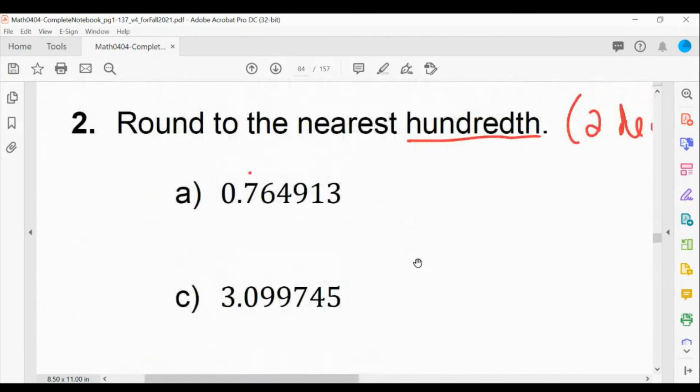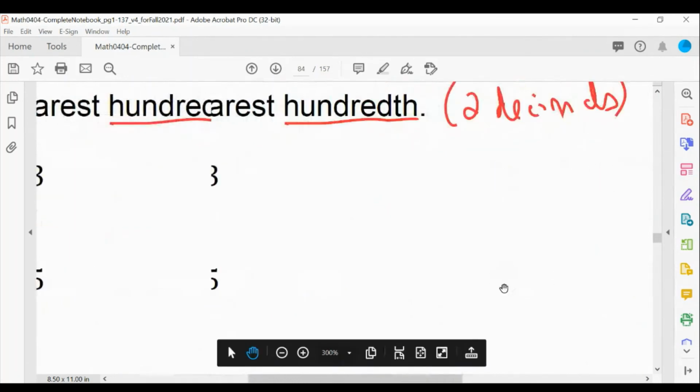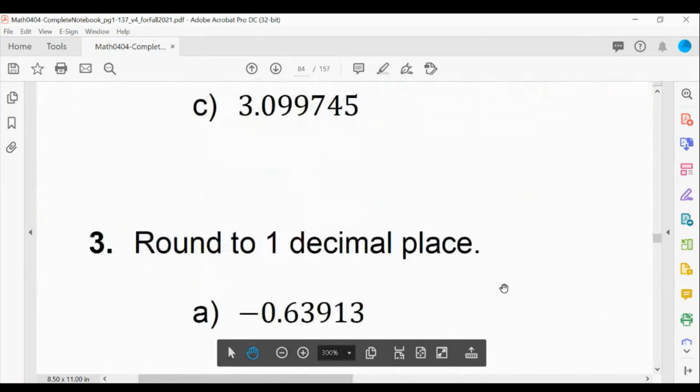So let's just do one more here. If we're rounding to the nearest hundredth, that's 2 decimal places. I take a look at my 3rd decimal place. If that's 5 or higher, I round up. But it's not 5 or higher, it's a 4. So this one rounds to 0.76. Okay, so circle that, and continue and do question B, C, and D.